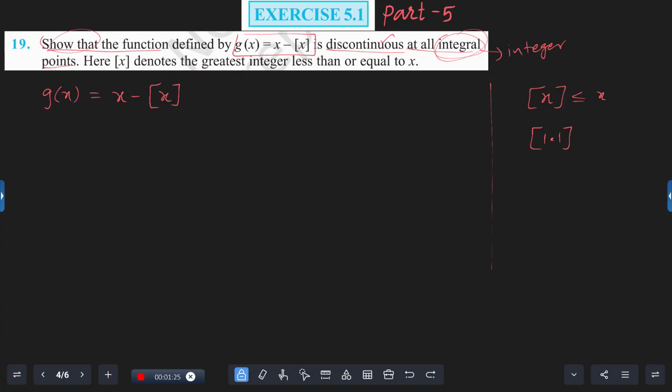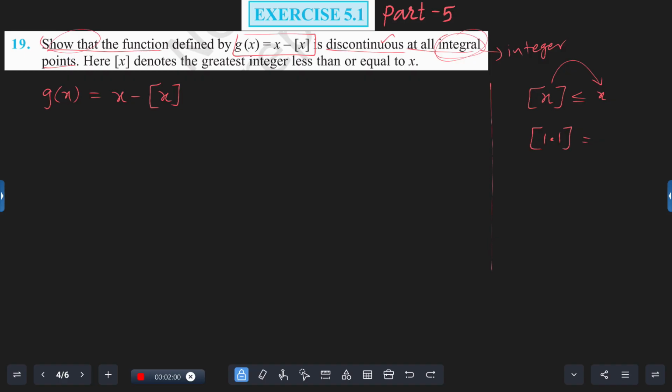If you are writing 1.1, the outcome must be an integer. That outcome must be less than or equal to what we have inside. Inside x, suppose any decimal number, the outcome must be an integer, not a decimal value. The integer can be positive or negative, that is not an issue, but it should be an integer, and it can be equal to or less than x.